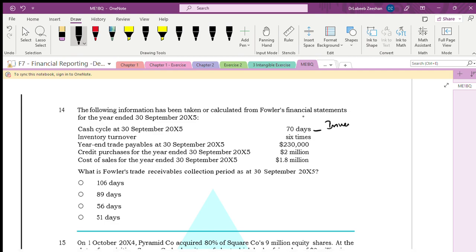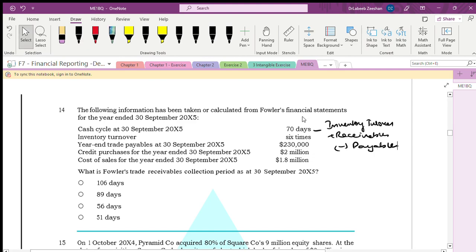inventory turnover, plus receivables, minus payables turnover. This is the cash cycle. Now what is the cash cycle? They say that 70 days. Inventory is how much? 6 times in a year.